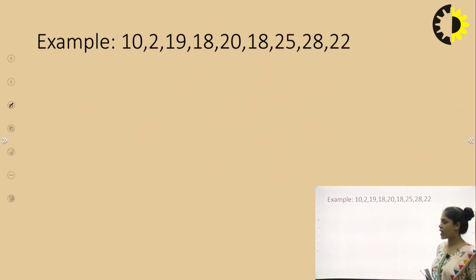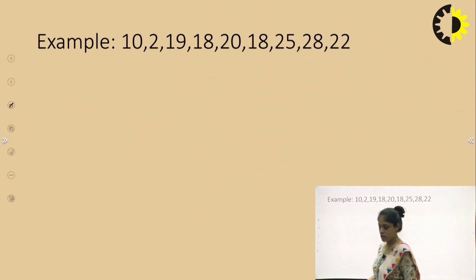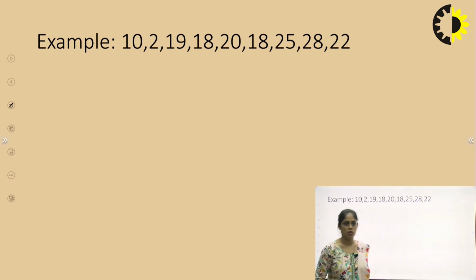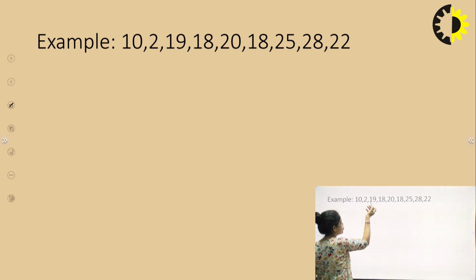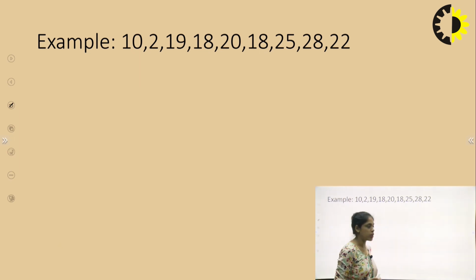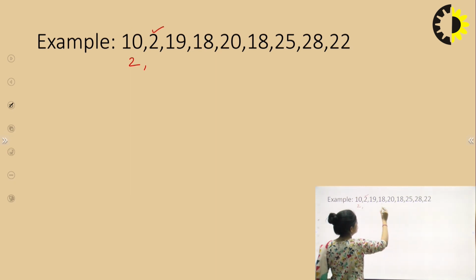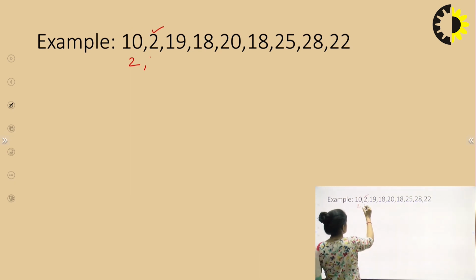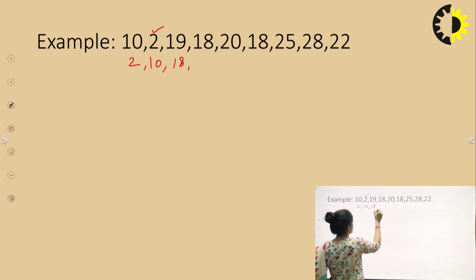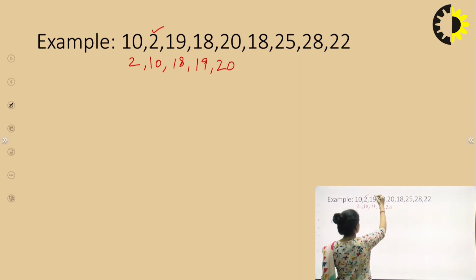Let's have a proper example for it. Let's do it with the help of a question, the example, by which it will be much more clear to you. Here we are having certain items 1, 2, 3, 4, 5, 6, 7, 8 and 9. Total 9 are there. First of all, the very first step says that you need to perform sorting. After sorting, it will become 2, 10, 18, 19, 20.